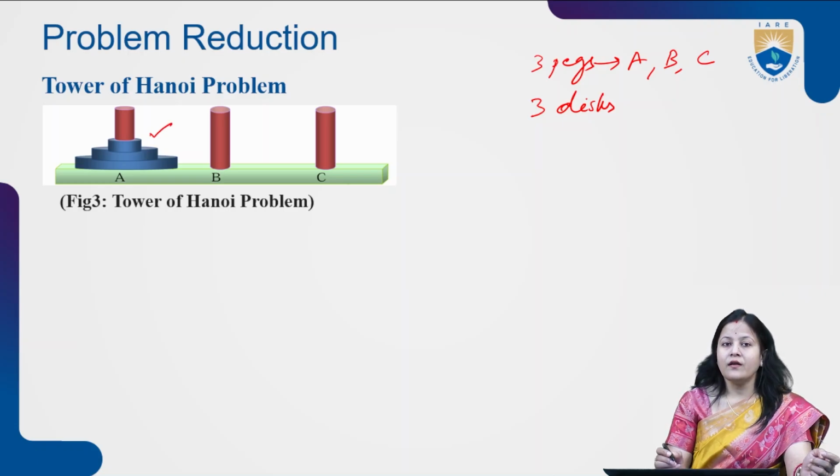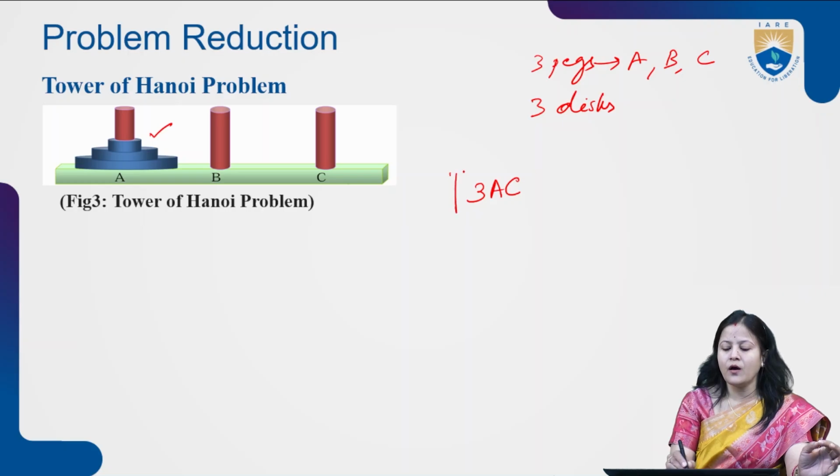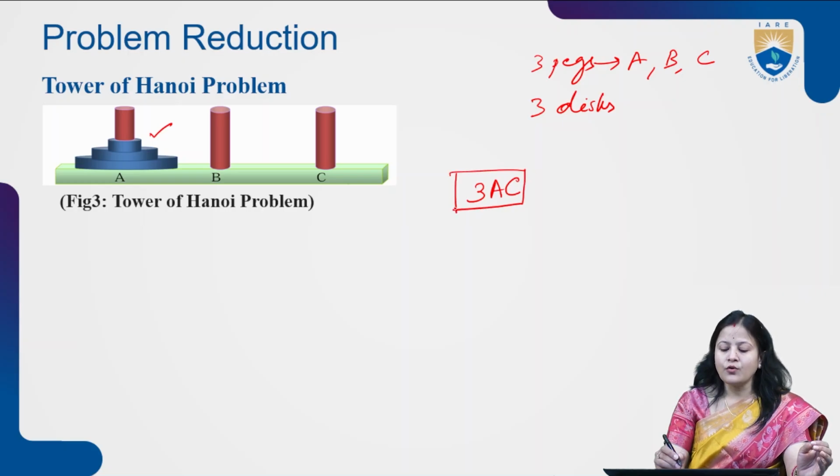So first we will try to decompose this problem. What is our goal? We have three disks on the peg A, and all the disks should be transferred to the peg C. So that should be our goal state. So how to achieve this goal? Now we will divide the problem into sub-problems.